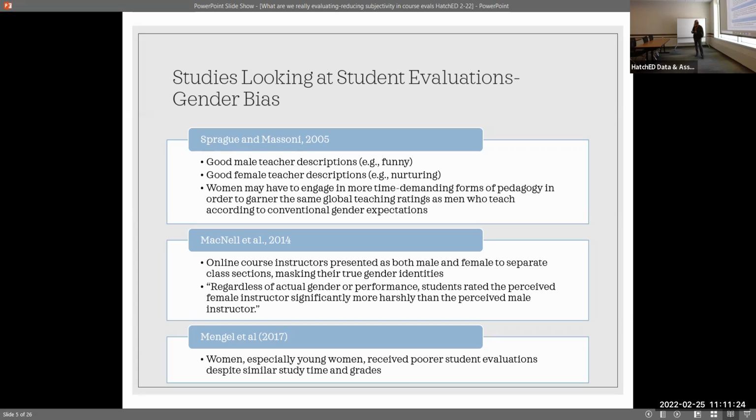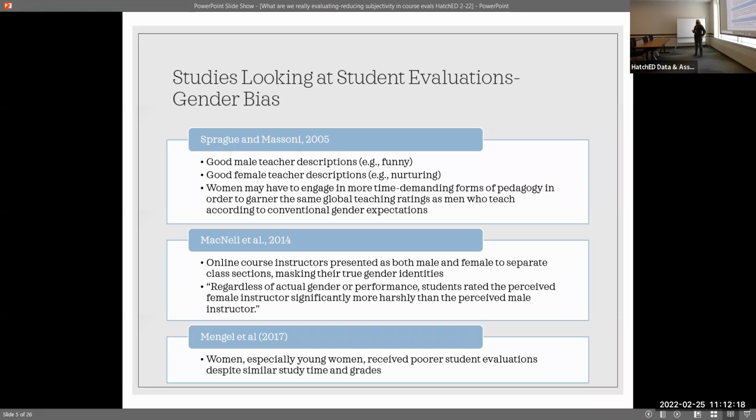keywords. So they looked at male versus female instructors, and they found a lot of statements regarding a male's personality characteristics. Things like funny, enjoyable, entertaining, and so on. And then they looked at female descriptions, and they found words like nurturing, caring. And so they were able to deduce from the way that these words were used that women have to engage in more time-demanding forms of pedagogy in order to garner the same global teaching ratings as men who teach according to conventional gender expectations. In other words, their study found that females have to spend more time being nurturing, caring, understanding in order to achieve the same ratings as males who may not have those characteristics.